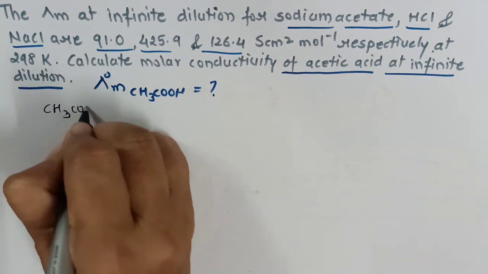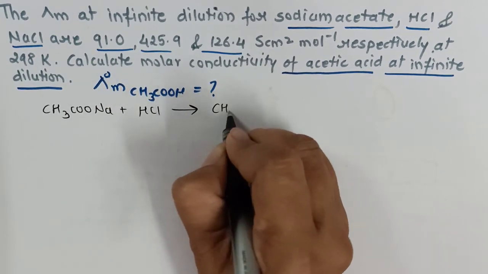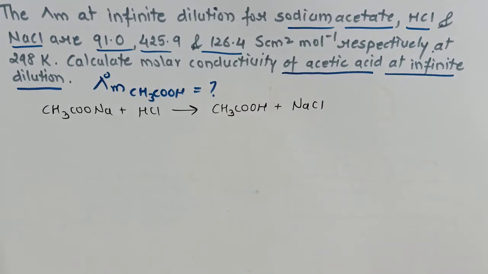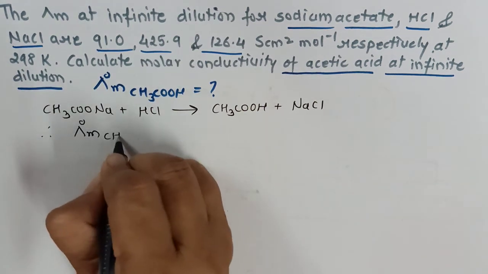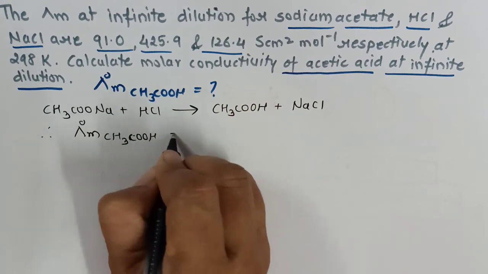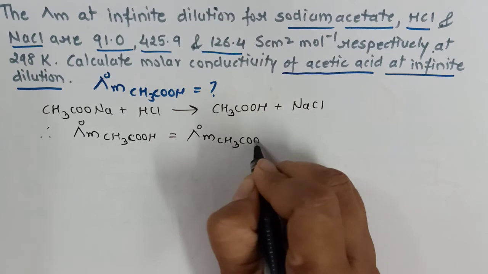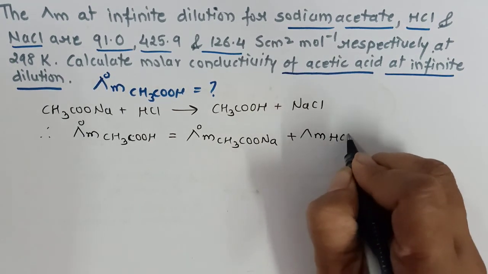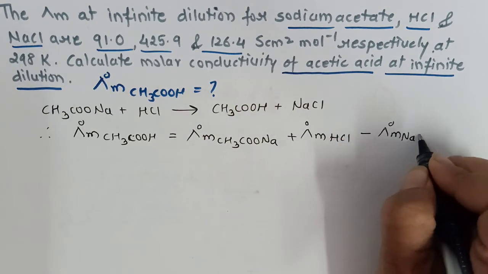Sodium acetate reacts with HCl to give acetic acid and NaCl. I want to calculate the limiting molar conductivity of acetic acid. So therefore, limiting molar conductivity of acetic acid equals limiting molar conductivity of sodium acetate plus limiting molar conductivity of HCl minus limiting molar conductivity of NaCl.